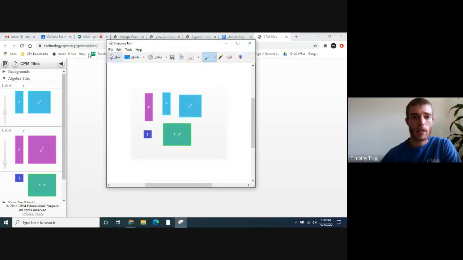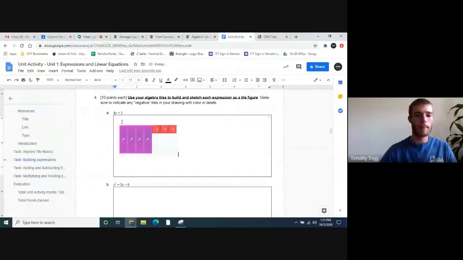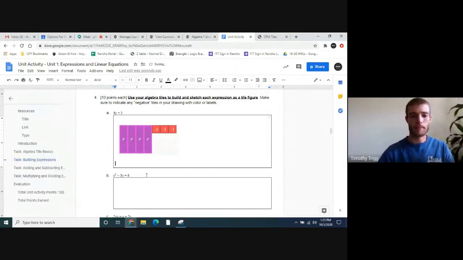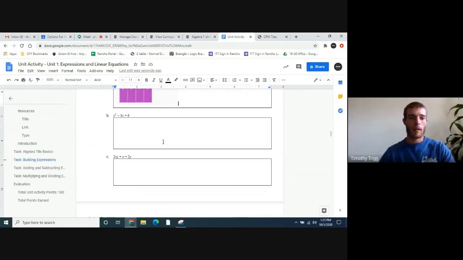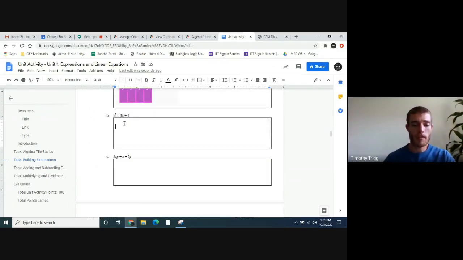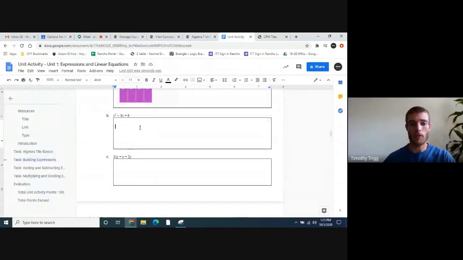And again, you could just take a snip of this or a screenshot and put it onto the activity. Just like that. I want you to try this one, B, on your own. So this one has an x squared minus 3x plus 6. An x squared minus 3 of these x's, minus, because that'll make them negative, and then plus 6 units. So see if you can do that one on your own.